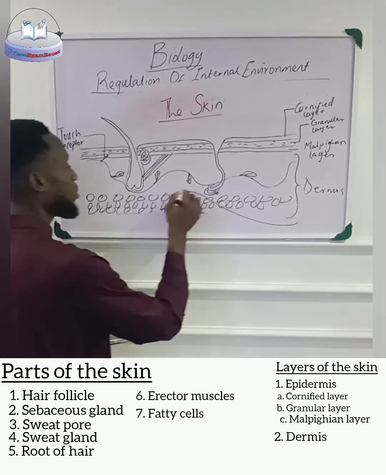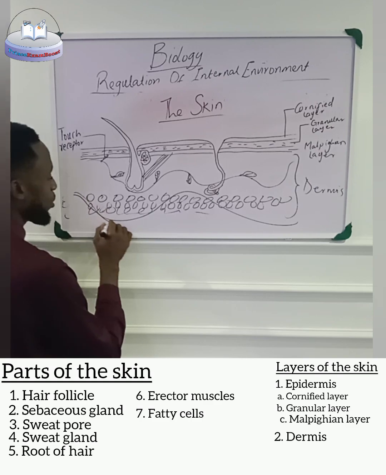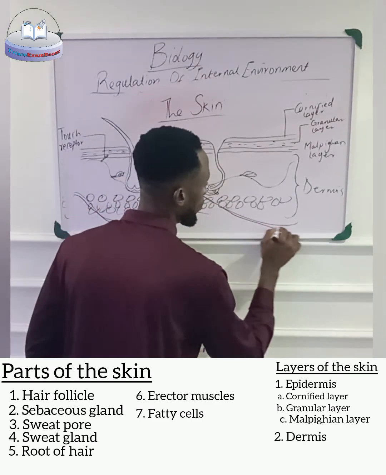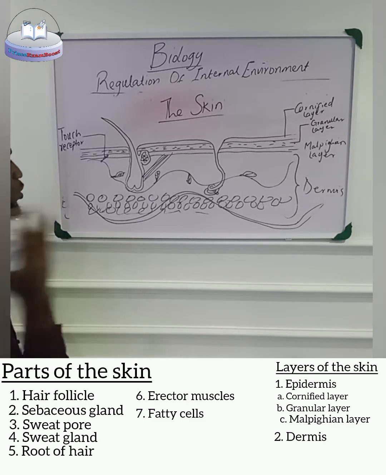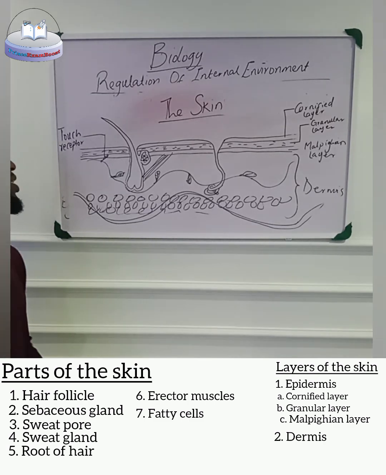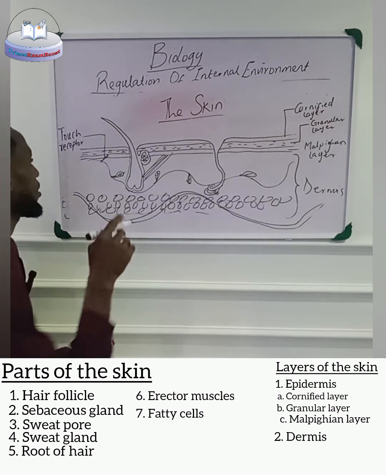After which we may still have blood. We have blood capillaries flowing. These are blood capillaries bringing blood to the skin, just like it's taking blood to any other part of the body. So this is the well-detailed diagram of the skin.